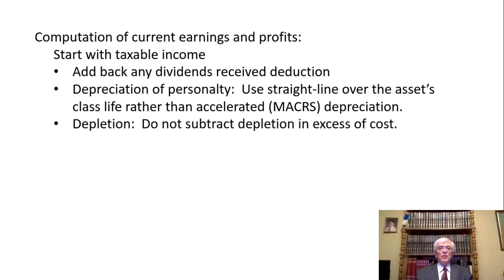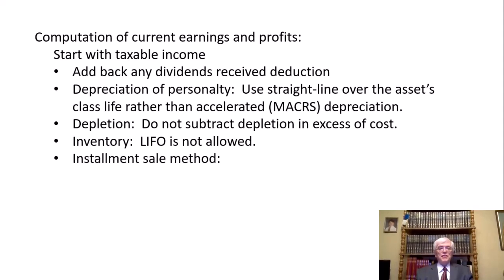Depletion. Do not subtract depletion in excess of cost. I'm never sure why we're allowed to do that for taxable income, but we are. But we're not allowed to do it for earnings and profits. Inventory, LIFO is not allowed. It's very much a favorite for calculating taxable income, especially in an era of rising prices, but no LIFO for earnings and profits.